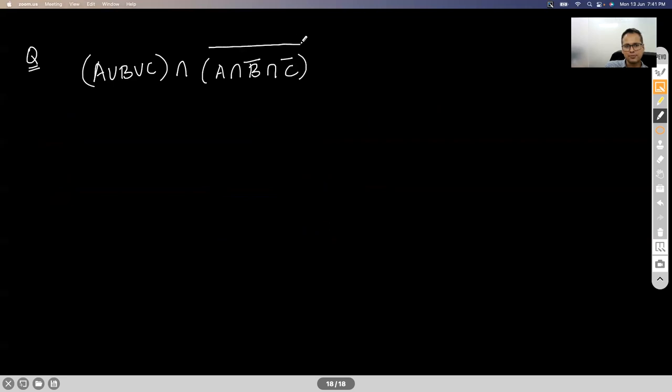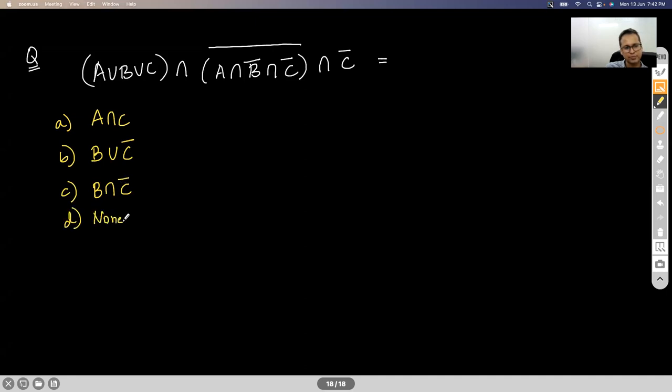Okay. Let's take one last one before we move on to the cardinal number properties of sets. (A union B union C) intersection with (A intersection B complement intersection C complement) whole complement intersection C complement is which of the following? Option A, intersection C; option B, (B union C) complement; option C, B intersection C complement; and option D, none of these.